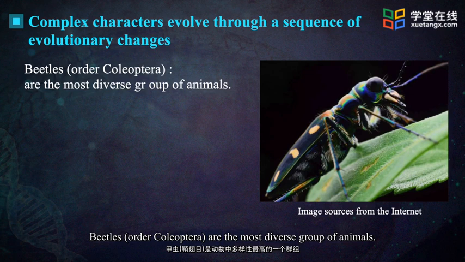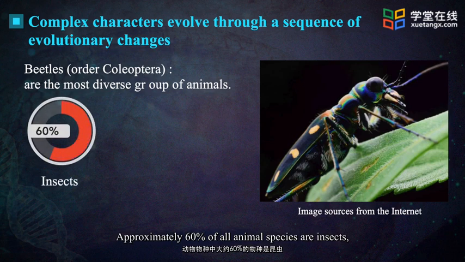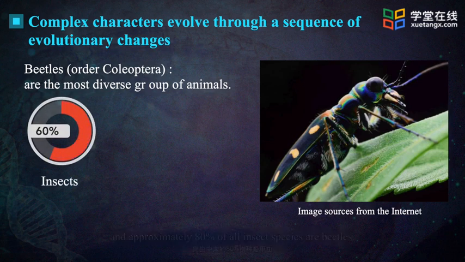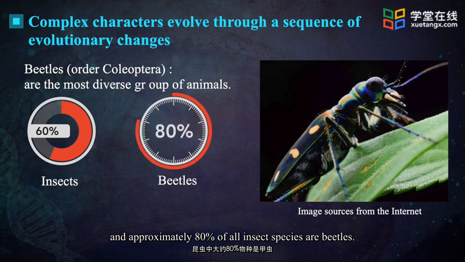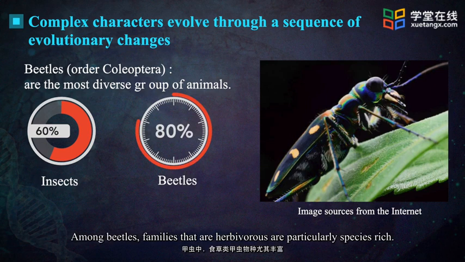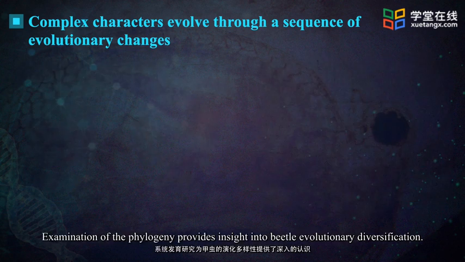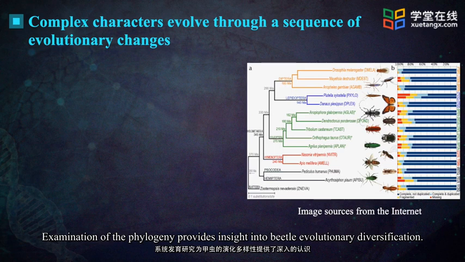Beetles, order Coleoptera, are the most diverse group of animals. Approximately 60% of all animal species are insects, and approximately 80% of all insect species are beetles. Among beetles, families that are herbivorous are particularly species-rich. Examination of the phylogeny provides insight into beetle evolutionary diversification.